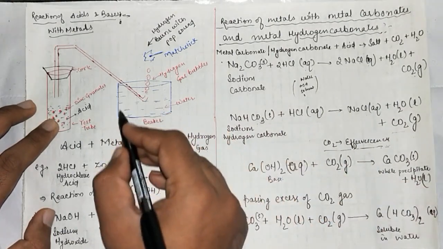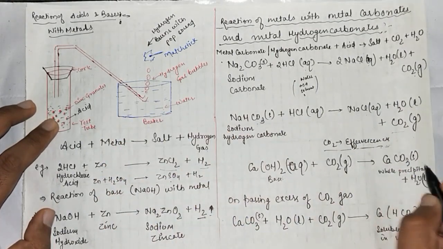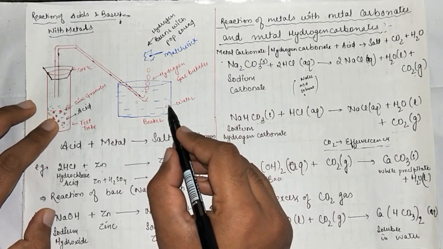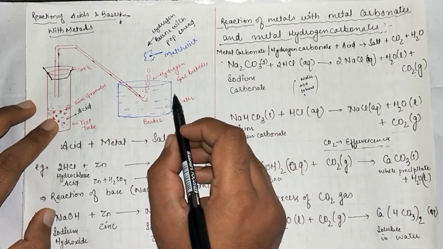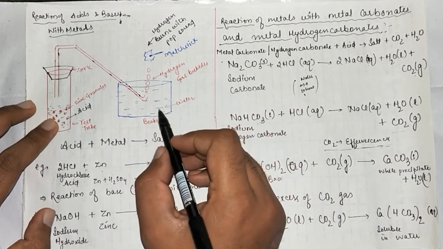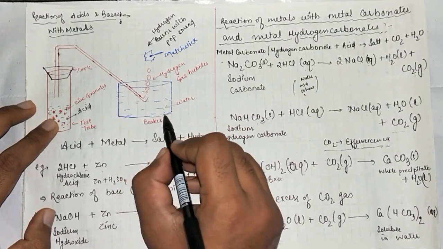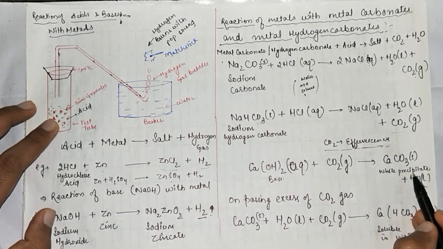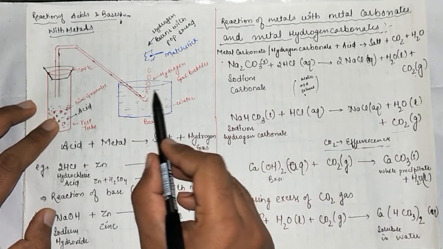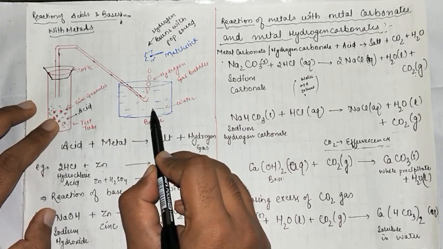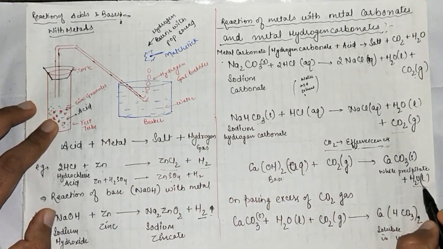It turns milky in color, and a precipitate means that a solid is precipitated out or separates out, and it settles down at the bottom, that is a precipitate. A precipitate is formed there, and it turns this solution into a milky color, and water is also formed.